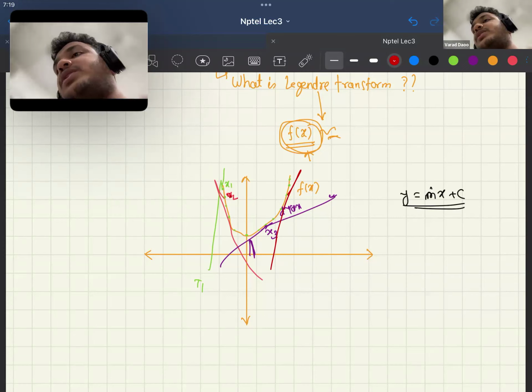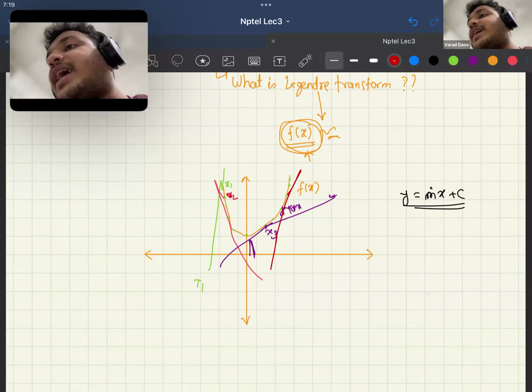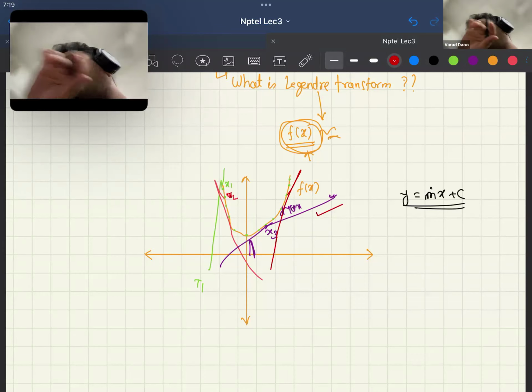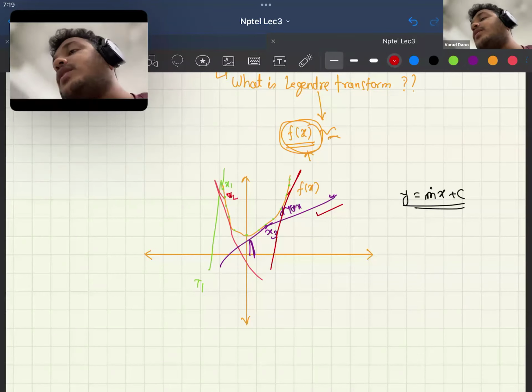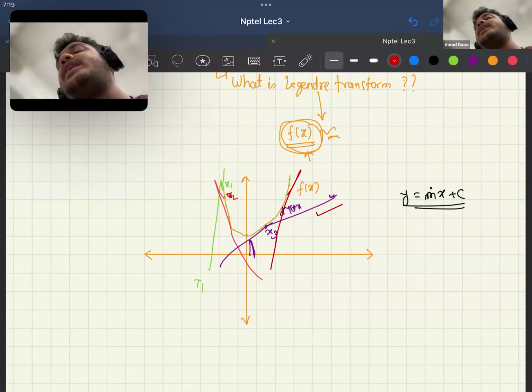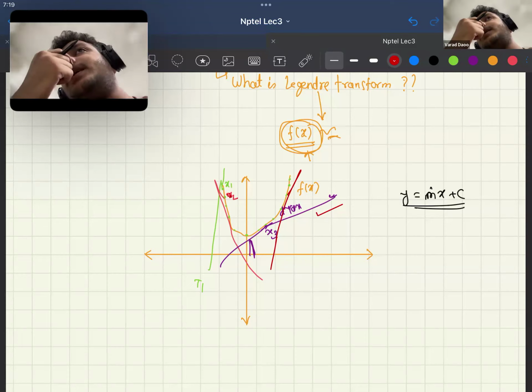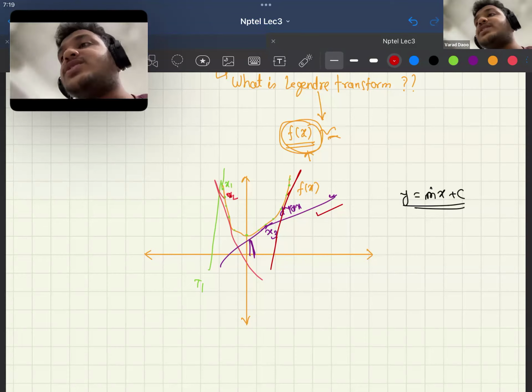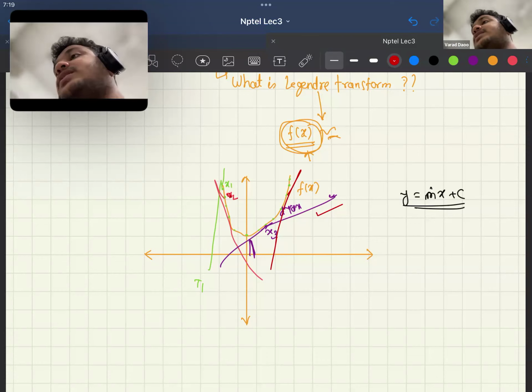So all the information possessed by f of x, I can still have indirect access to it, even if I don't know the functional form or don't have explicit access to this f of x. So that is basically what this Legendre transform is.